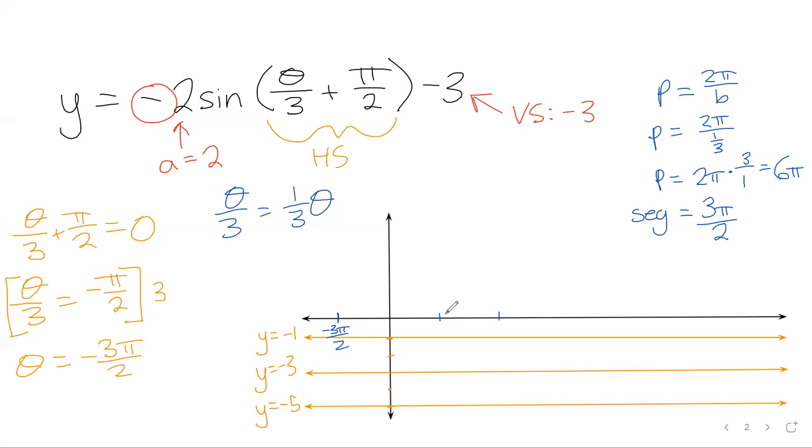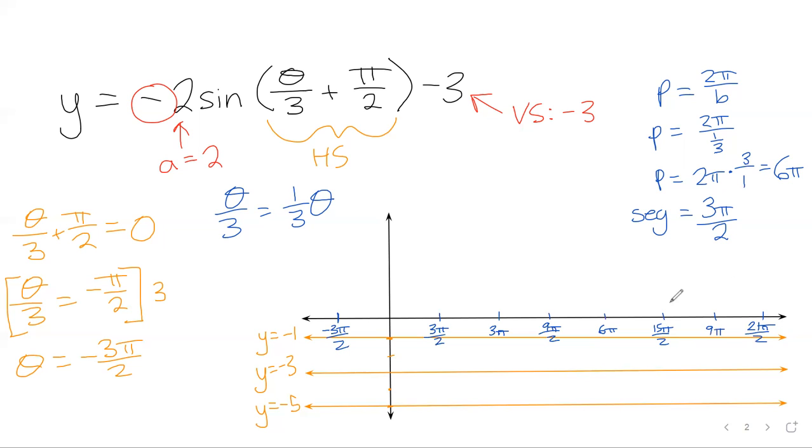So let's see, 1, 2, 3, 4, 1, 2, 3, 4. Okay, so 0, that's positive 3 pi over 2. 6 pi over 2, that would be 3 pi. 6 pi over 2, 9 pi over 2, 12 pi over 2, 15 pi over 2, 18 pi over 2, and 21 pi over 2.